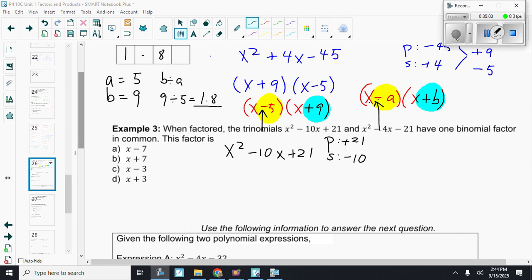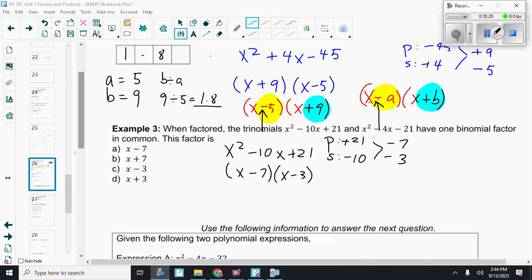Okay, so tell me about 7 and 3. Are they positive? Are they negative? One of each? Both negative. Okay, and we do a quick check. A negative times a negative is a positive. Check. And when I add them together, negative 7 and negative 3 does give me negative 10. Awesome job. So that's one of them.